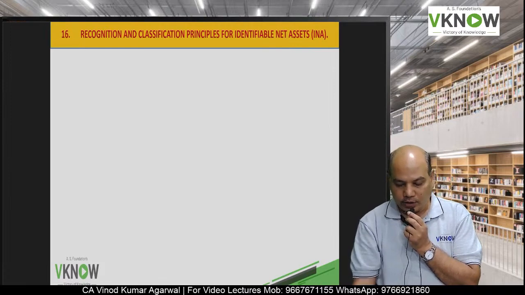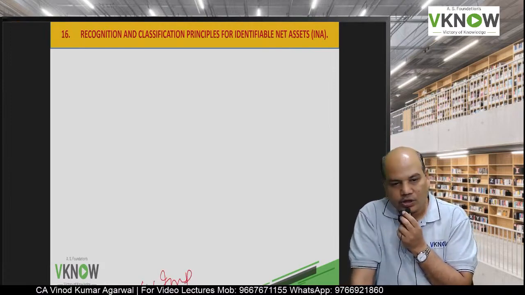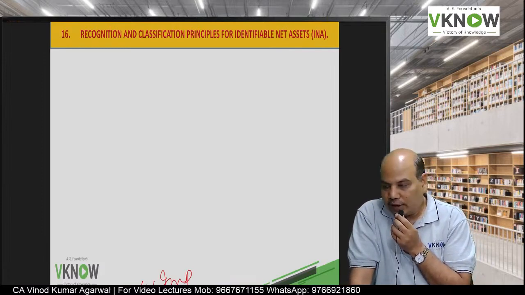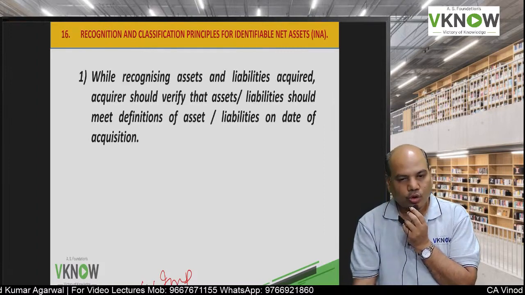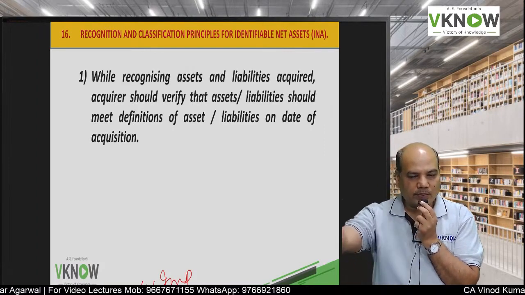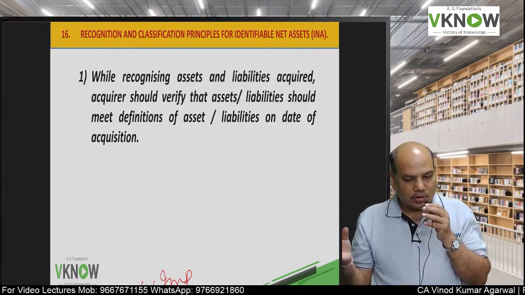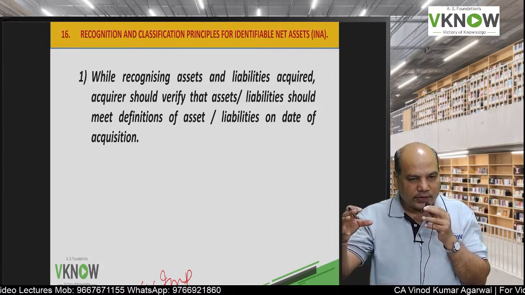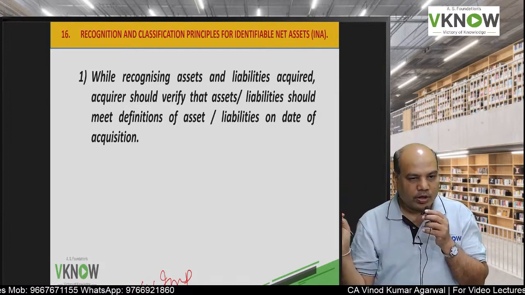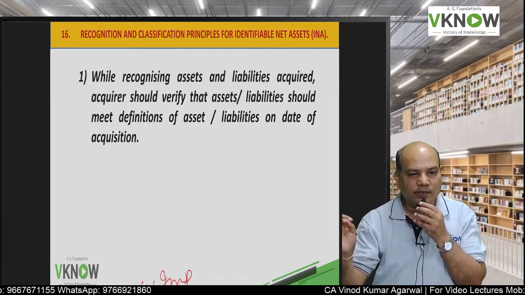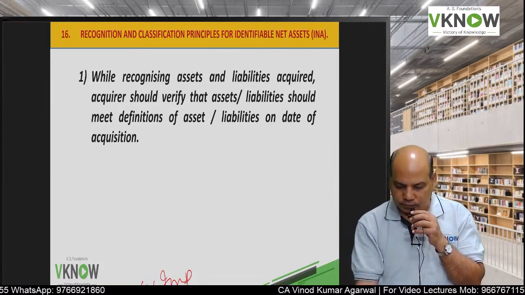Now very important, recognition and classification principle for identifiable net assets. Are we going to recognize all the assets and all the liabilities that are appearing in the books of the acquiree, or can we re-evaluate whether these assets and liabilities fulfill the recognition criteria or not? Second, are we supposed to follow the same classification or are we supposed to follow a different classification?